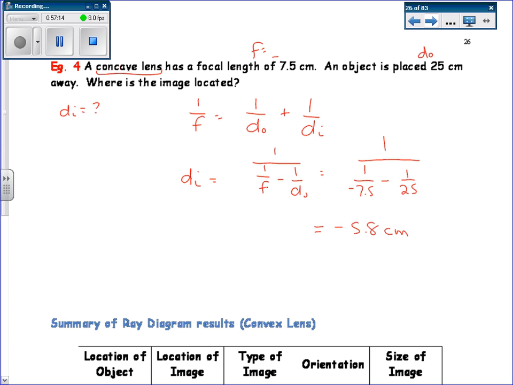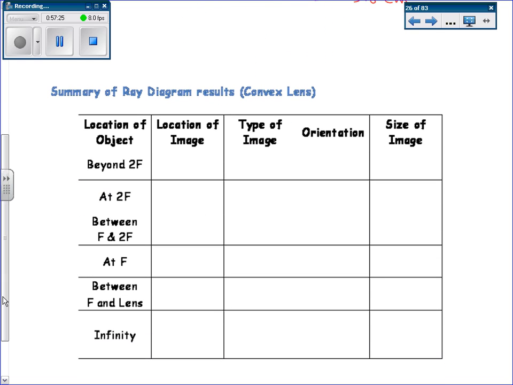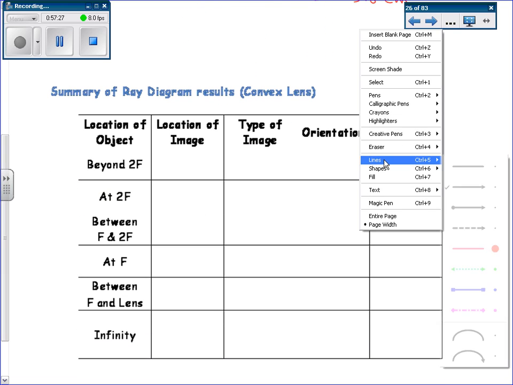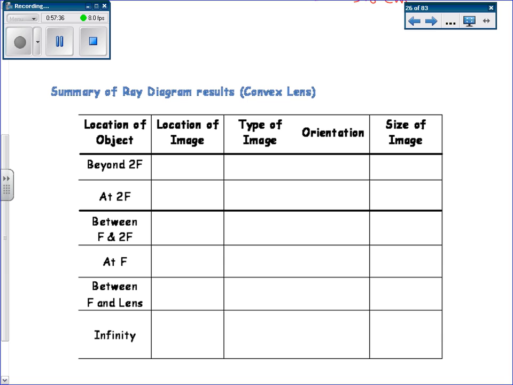Okay, and we have a chart down there. We're going to fill in the parts of the chart that we can from the ray diagrams that we already drew. So we've got this here, so let me just fix some of my lines. Okay, and this is only for convex lenses. So this is just a rule of thumb in terms of where the object is located, what kind of image you're going to get, and what size that image is going to be, approximately.